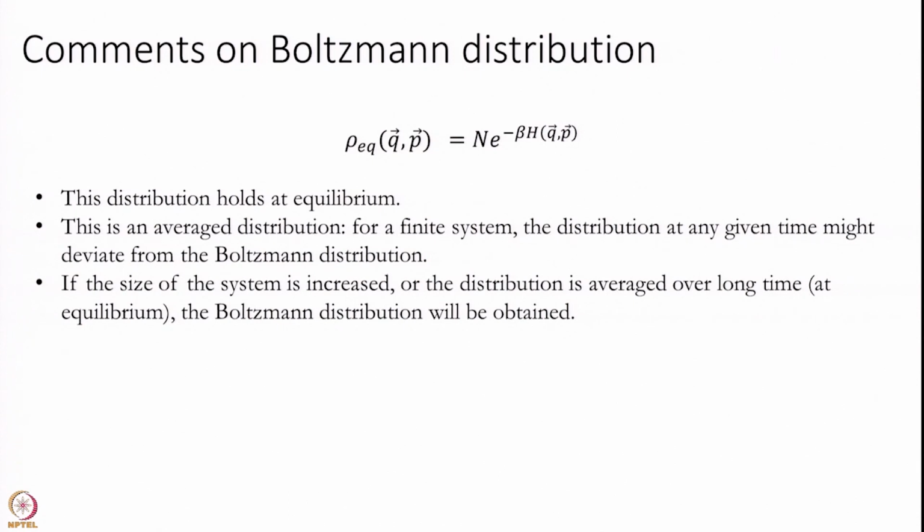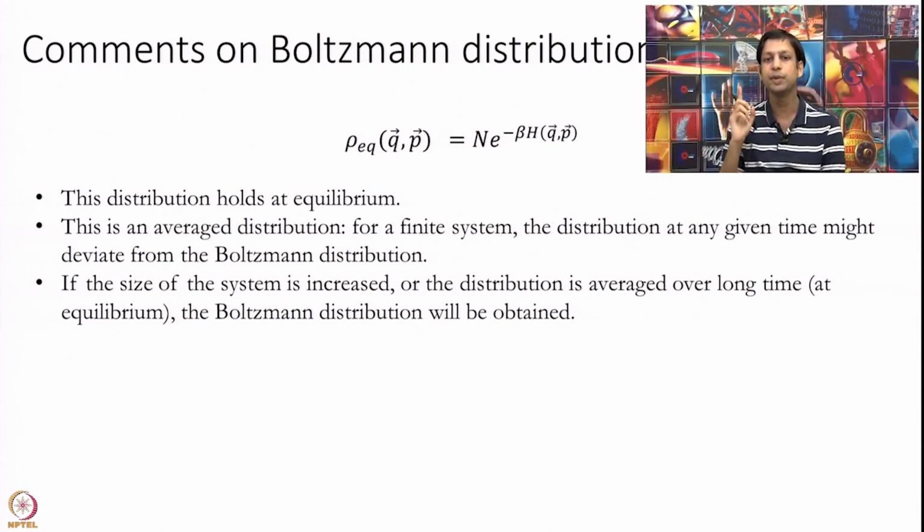So, with this I want to make a few comments on this distribution. This distribution is called the Boltzmann distribution. This distribution holds only at equilibrium. Never ever make the mistake of assuming this distribution out of equilibrium. Out of equilibrium I have no idea what this rho might be, that is for a totally different course.